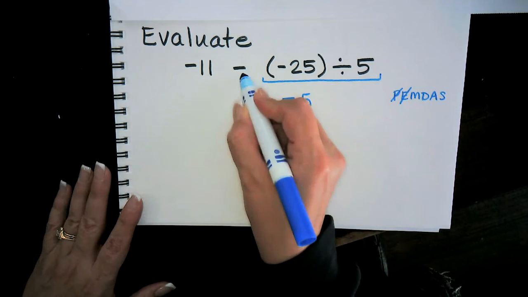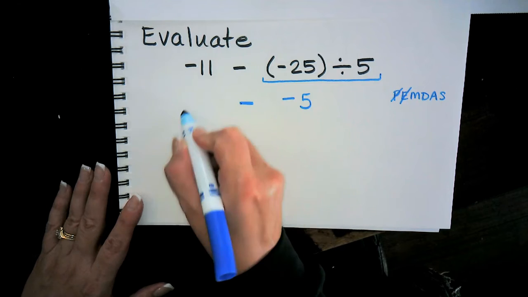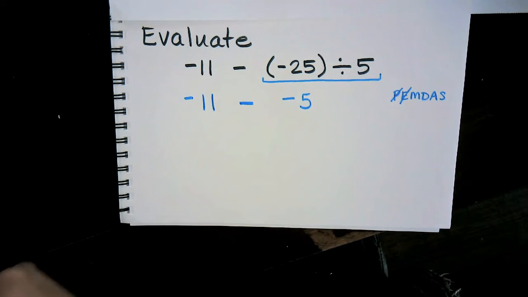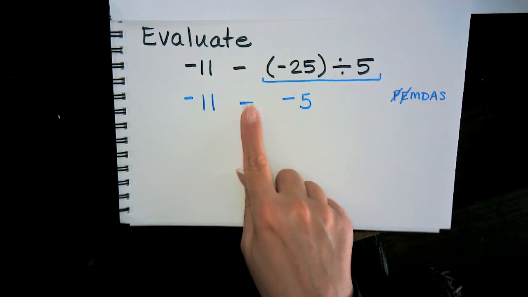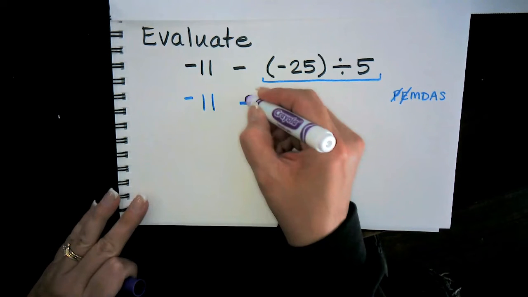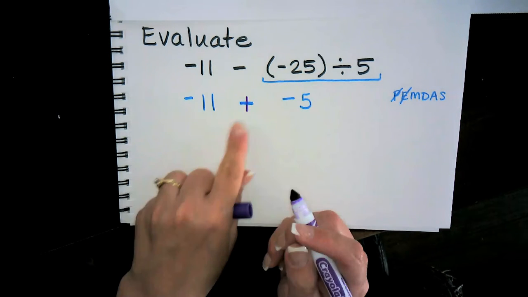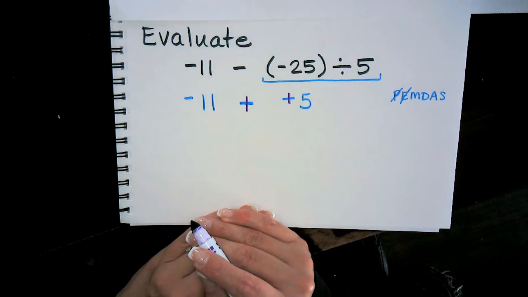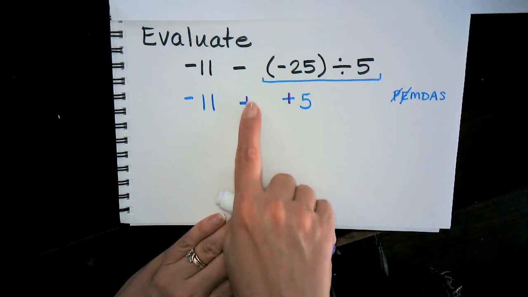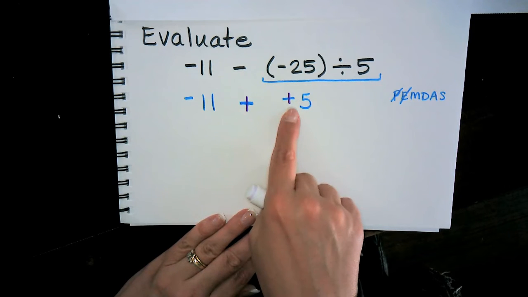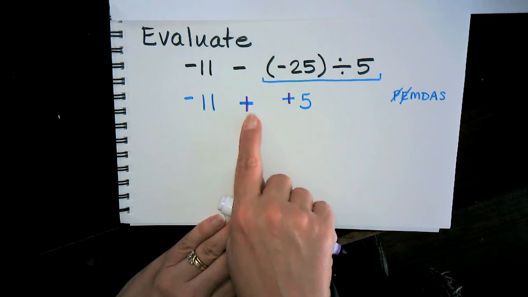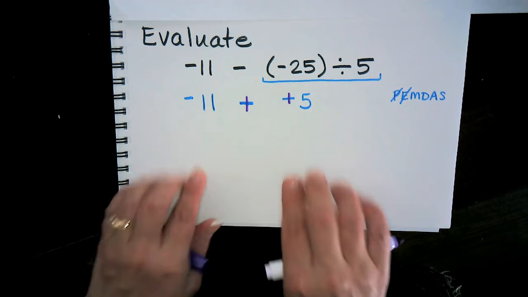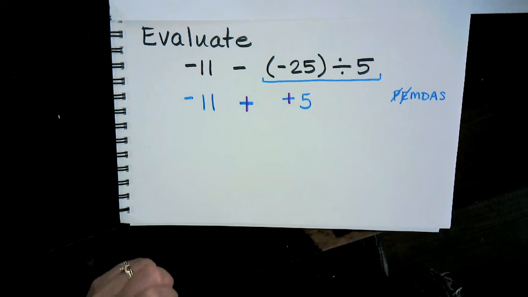Now be real careful because you have a minus here as well. You need both of them. Now let's deal with the minus here. In order to change this to an addition, which I want to, I can do this as long as I change the sign of the next number. Sometimes teachers refer to this as add a line, change a sign. Add a line to the subtraction sign to make it addition, and change the sign of the next number. Now we have negative 11 plus 5.